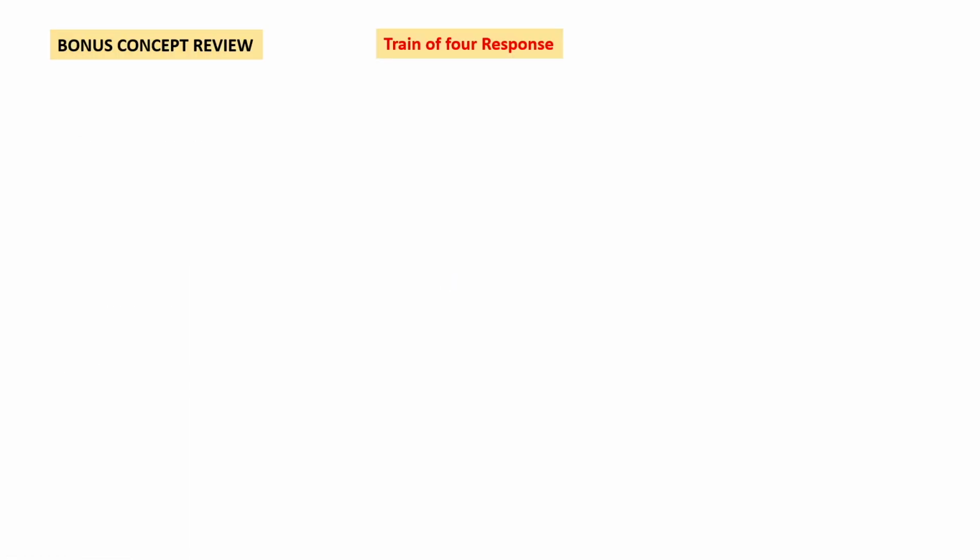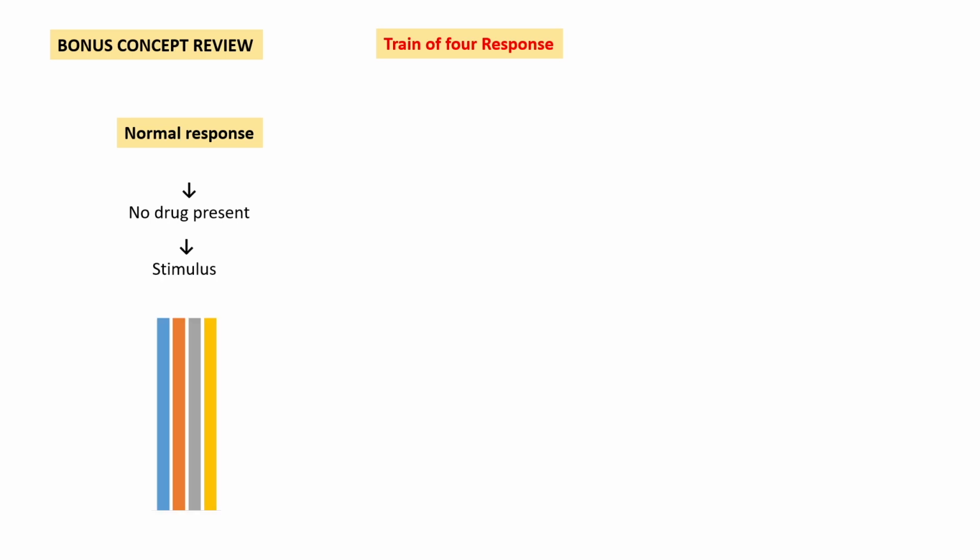Bonus concept review: you need to understand the differentiation of train-of-four responses with respect to the non-depolarizing blockers and the depolarizing blockers. Whenever there is no drug, or no presence of succinylcholine, normally when you give an electrical stimulus along the ulnar nerve, there will be twitches. Four twitches will be seen, that is T1, T2, T3 and T4. Whenever you give depolarizing blockers, there will be twitching in the thumb due to the ulnar nerve stimulation.